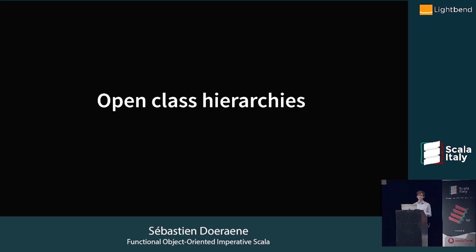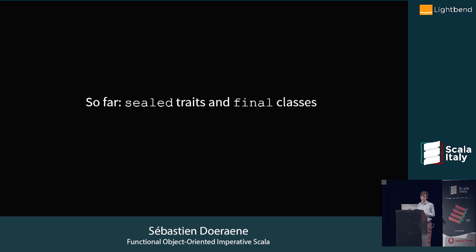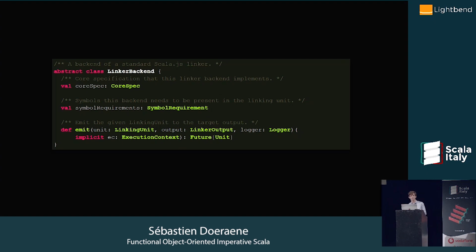I'll conclude with a few smaller details. So, open class hierarchies. So far, we've only seen final classes, basically. But of course, in object orientation, Scala at least gives you open classes, so traits that are not sealed and classes that are not final. So this is new. One example is the linker backend of Scala.js. This is a component that sits around the emitter and abstracts away a few things.